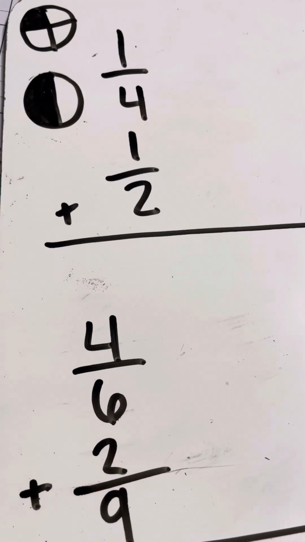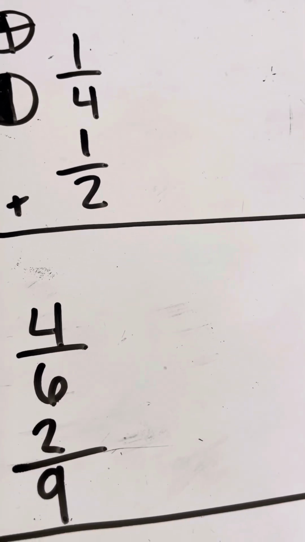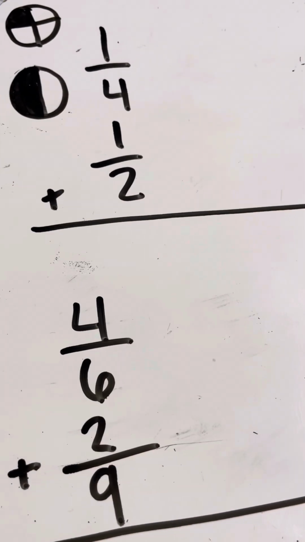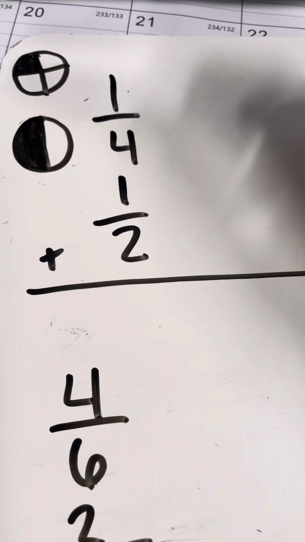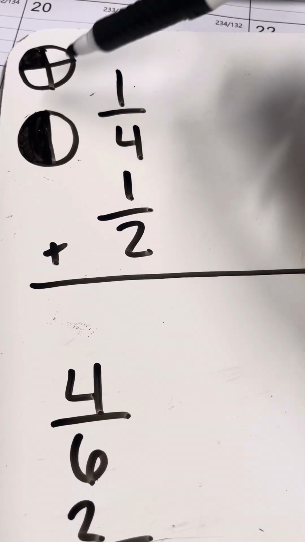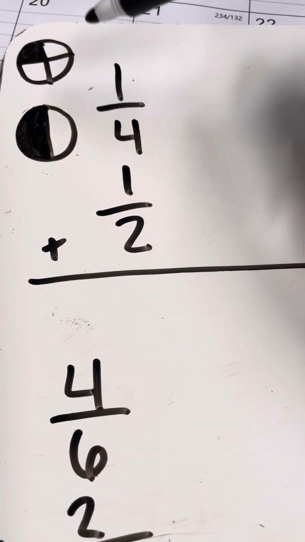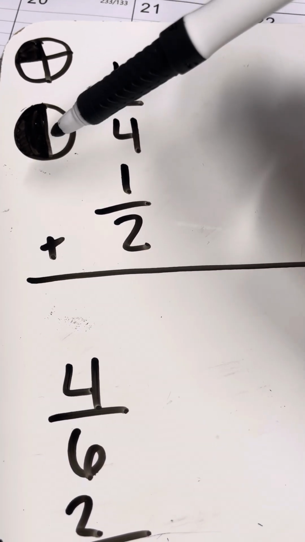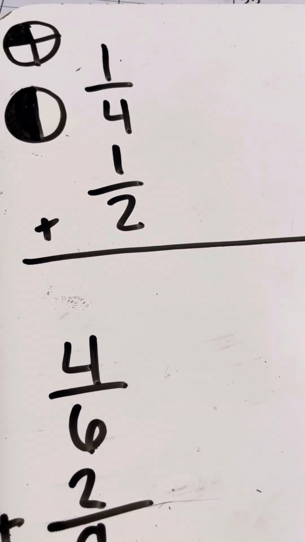I just wanted to come on here and give you guys a quick lesson on fractions. A very simple lesson. So here we have 1/4 plus 1/2. So the 1/4 is represented in this little image right here. One out of the four pieces is shaded. And then you have 1/2. One half of a whole is shaded.